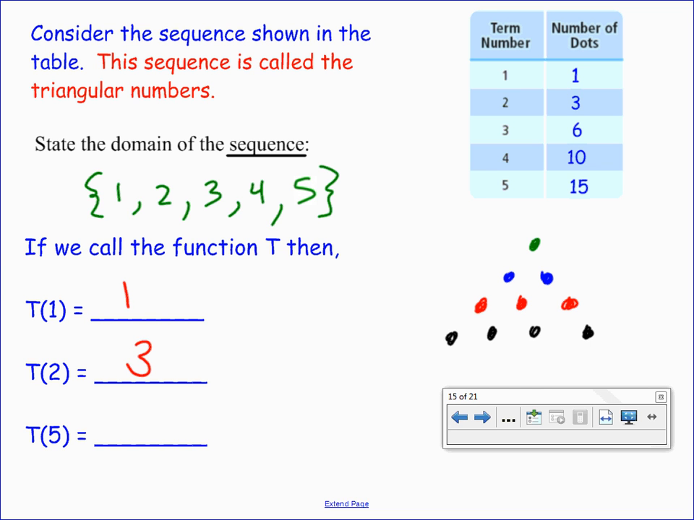Go ahead and tell the class T of 5. What would T of 5 be? Will? 15. Absolutely. Thank you. So a sequence is a function. There's different notation with my input versus my function notation, and that's often called a subscript.